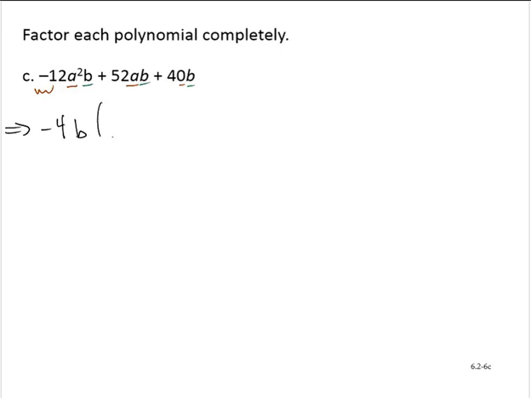4b times, then I would have a 3a squared. I would have a negative 13a and a negative 10. Now you could check this step by applying the distributive property to make sure that this is valid. So now I have that 3a squared minus 13a minus 10, and I'm going to use the AC method, with a equal to 3, b equal to negative 13, and c equal to negative 10.